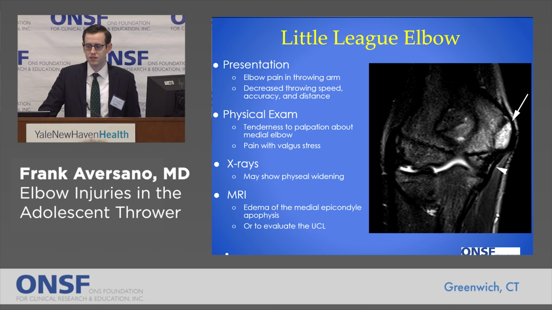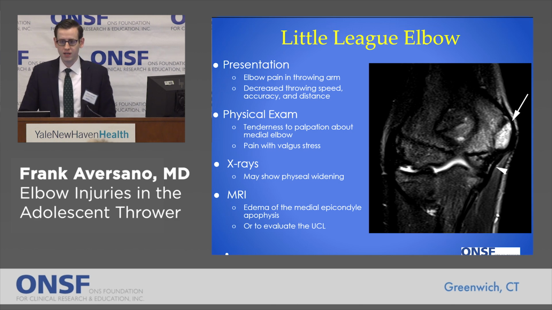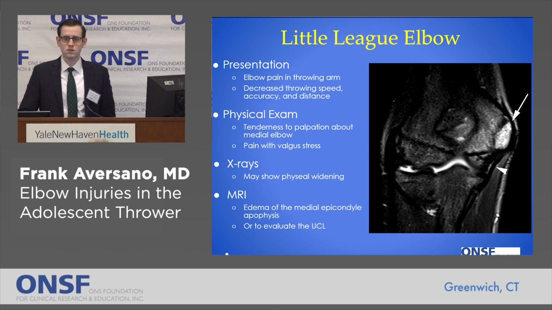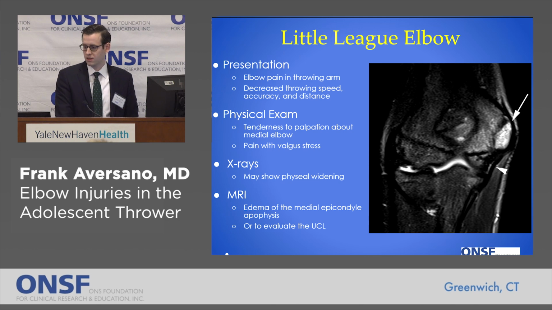Often there'll be a prodrome of decreasing throwing speed, decreasing accuracy, decreasing distance that they're throwing over time, and it becomes more and more pronounced and more severe. When you examine the elbow, there's tenderness right on the inner part of the elbow over the bony prominence. At the medial elbow, there's pain with stressing the elbow, pushing it outwards. X-rays can show widening of the physis in that region, and an MRI can show inflammation of the physis or the adjacent bone, and that's the bright white area that's pointed out with the arrow on the slide here. So the bright white here, and then the ligament that attaches to it is called the ulnar collateral ligament, and we talked about how that can also get stressed, strained, or torn, even in a young adolescent athlete.